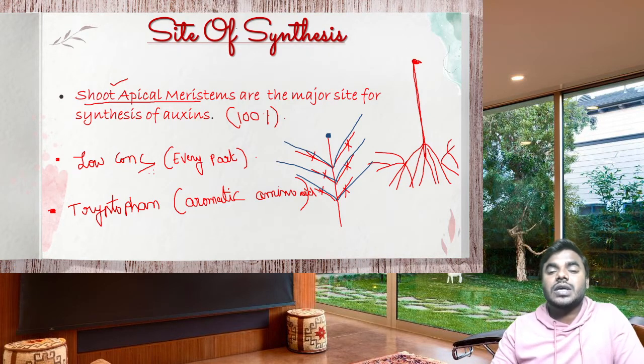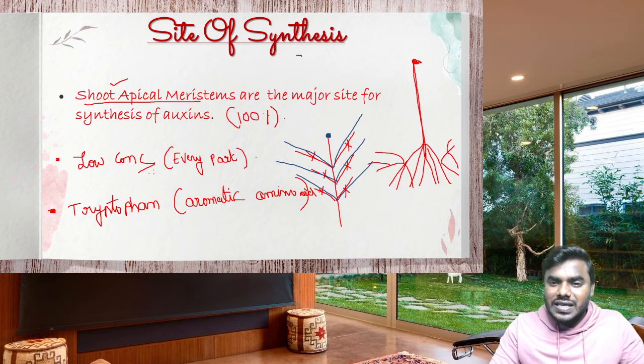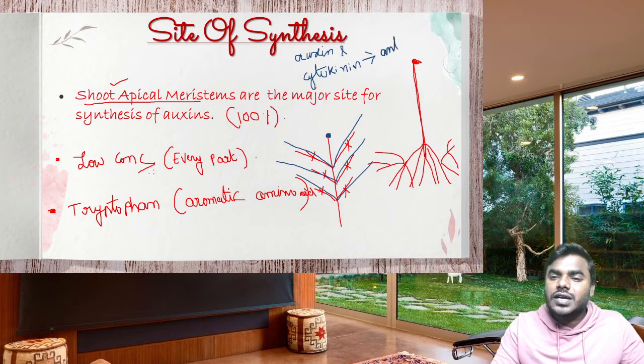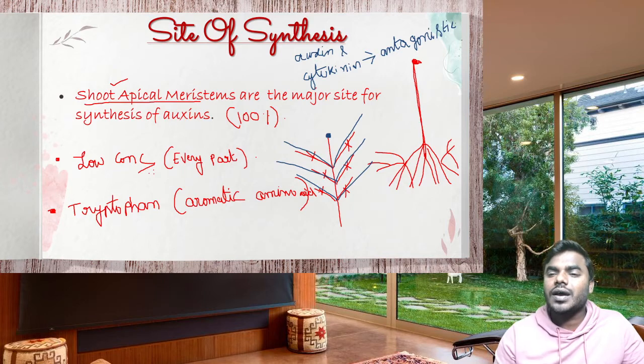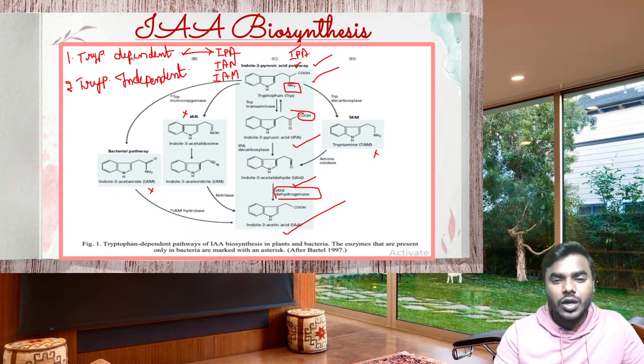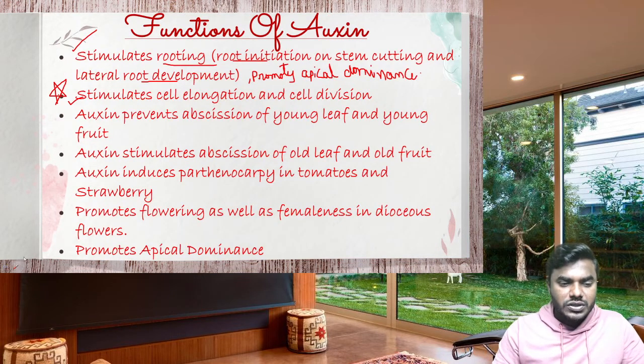So my friends, what's the common point I can say? I can say here a very important point, that is, auxin and cytokinin, friends, both are antagonistic to each other. This is such an important point. Auxin and cytokinin both are antagonistic to each other, which means they act oppositely, which we call antagonism. So that's the most important step, that is, promoting apical dominance.